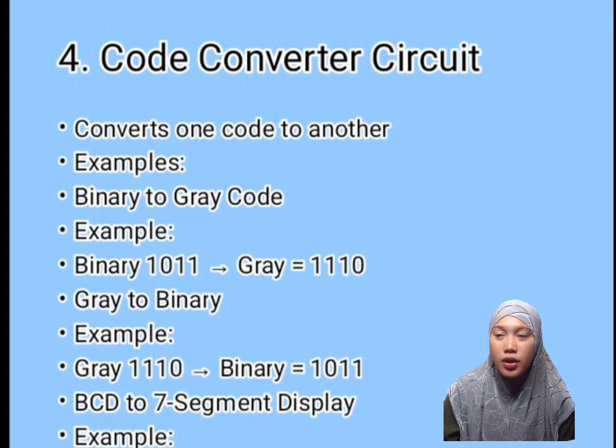Number 4, code converter circuit. It converts one code to another. An example is a binary to gray code converter.